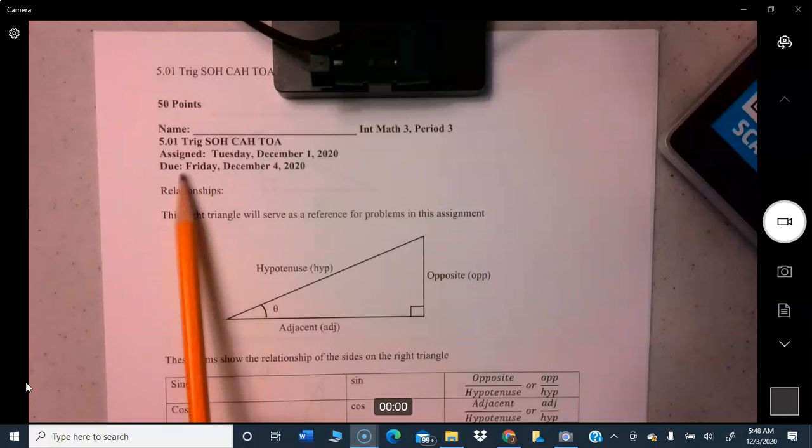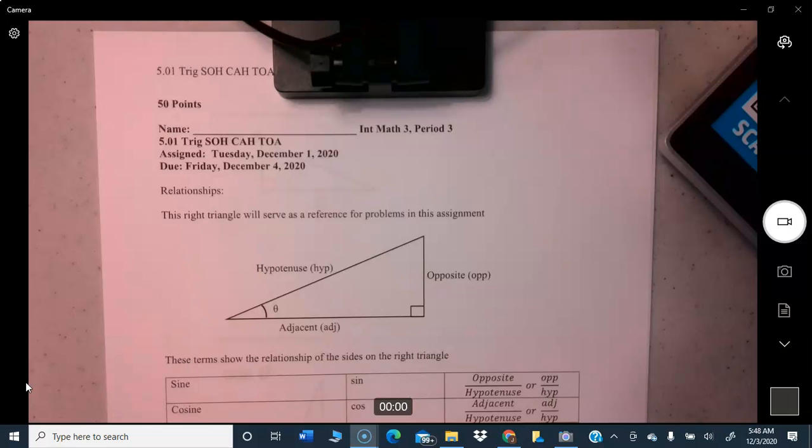I'll be a little flexible on this due date since I'm getting these solutions, these answers up kind of late, but try to get it done by Friday because you need to do this to do the next lesson, which is assigned this week also.